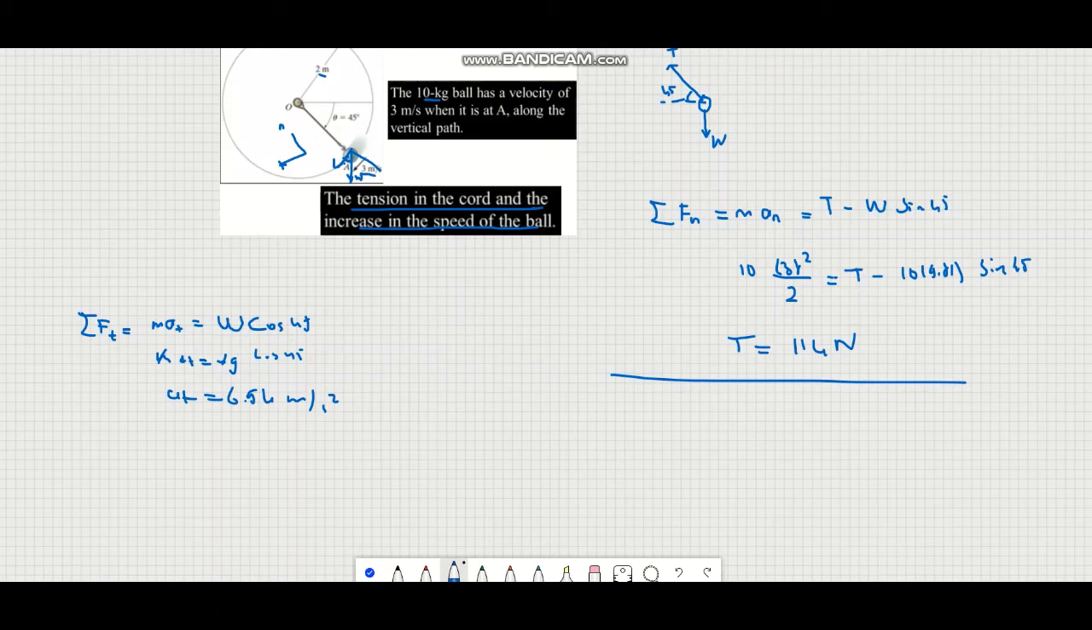So what is the question? The increase in the speed of the ball. So the increase is 6.94 meters per second squared. What is it? Meter per second is the velocity, right? In per second, 6.94, the velocity changing by unit time, which is in seconds. Okay, we found these two terms: the tension and then the increase in the velocity.